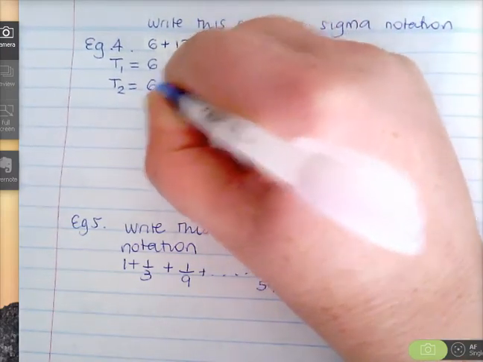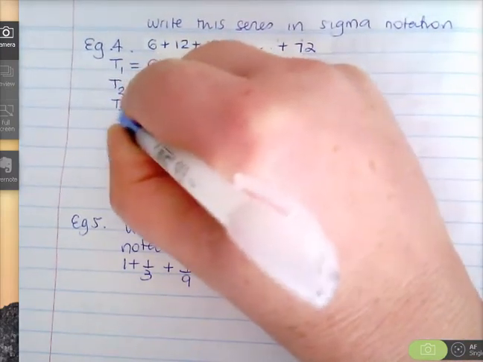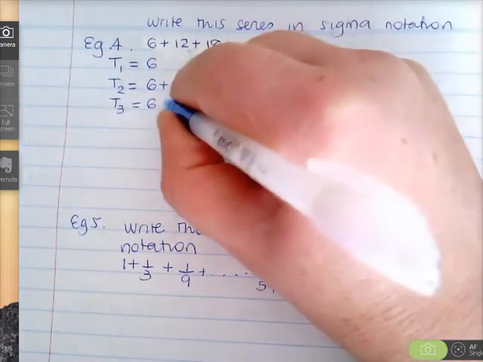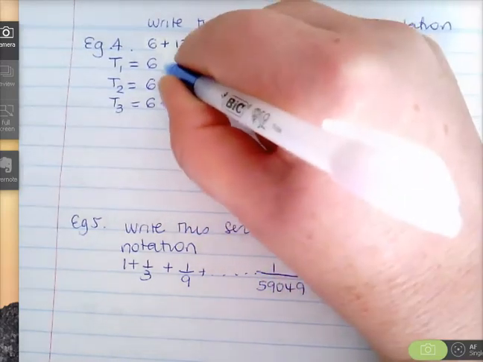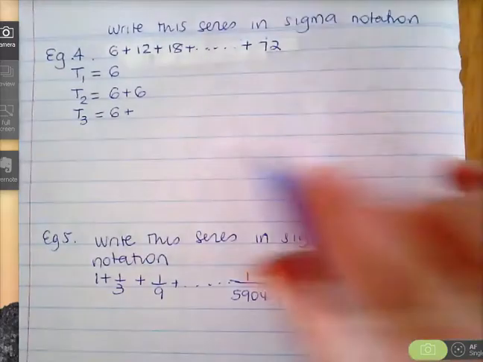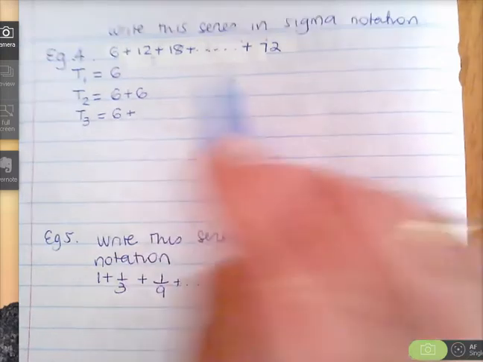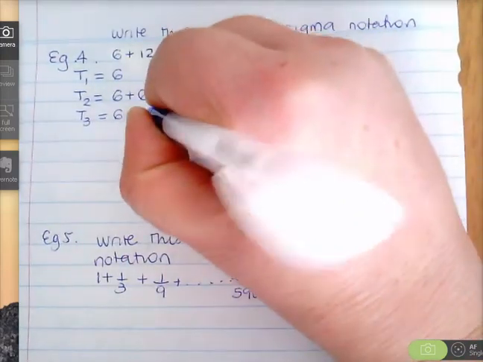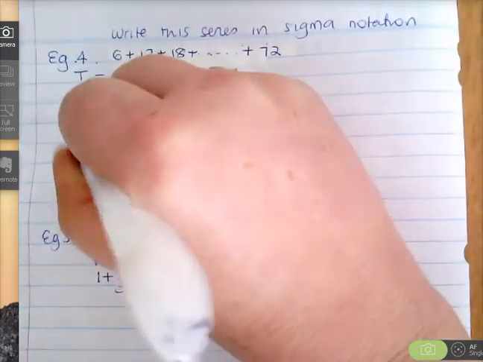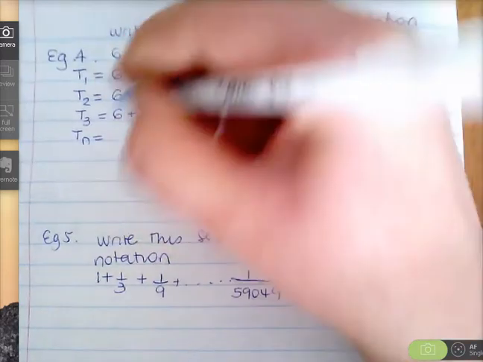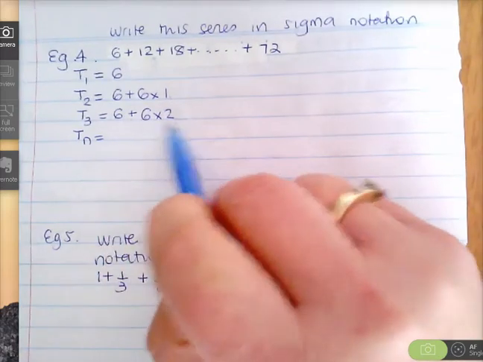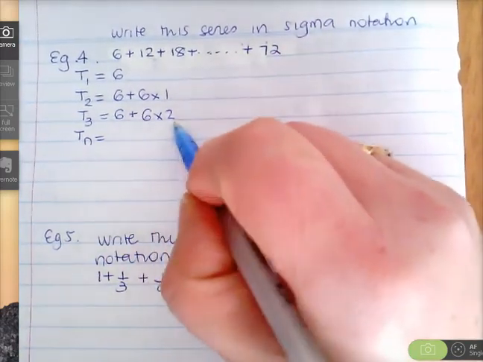So the second term would be 6 plus 6, and the third term would be whatever we've got here. It would be 6 plus another 6 times 2, for example. So the third term will be 6 plus, we're adding 6 again twice, okay? And the last term, so we've got 6, then we've got 6 plus really one lot of 6. And this one is 6 plus 2 lots of 6. And the next term would be 6 plus 3 lots of 6.